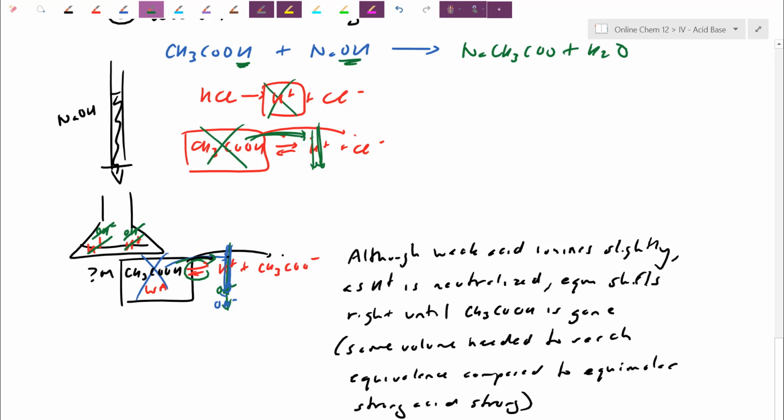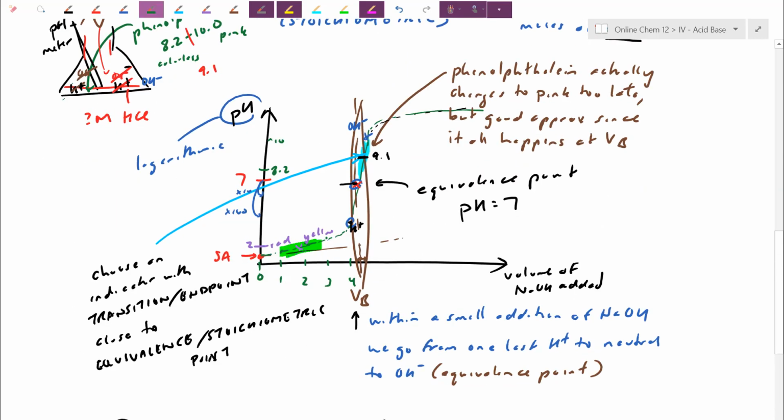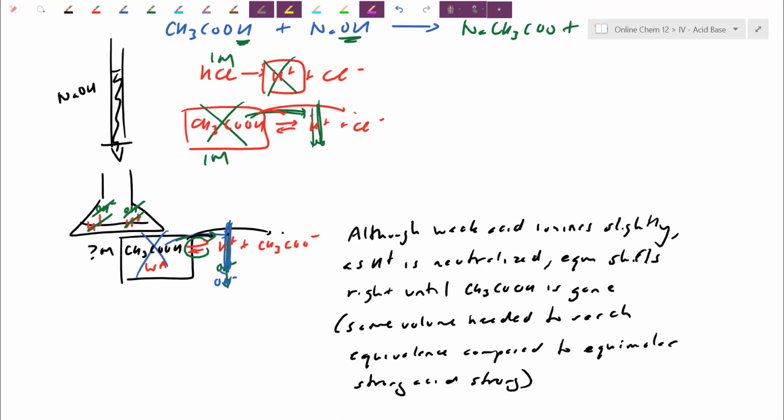If these were equimolar, let's say I had 1 molar solutions of both of them, would require the same volume to reach equivalence. If we had a titration curve here, if we had 4 point something was the equivalence point for the strong acid, if the acetic acid was exactly the same, it would also take about 4 point something to actually reach equivalence, even though it didn't all ionize all at once. So let me just sketch for you what this curve would look like.